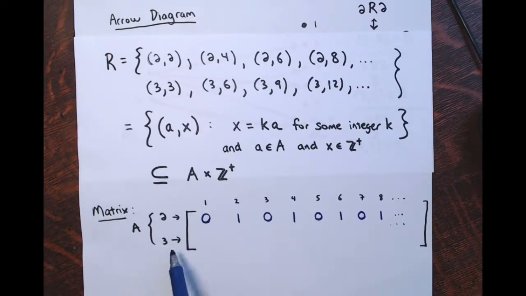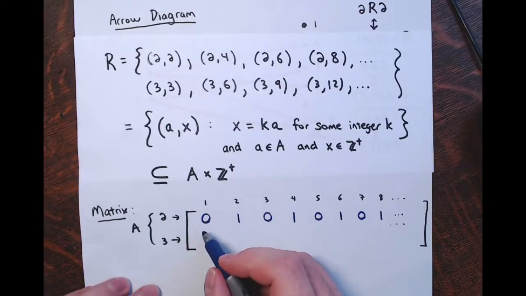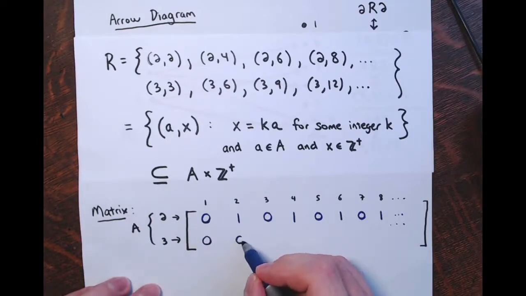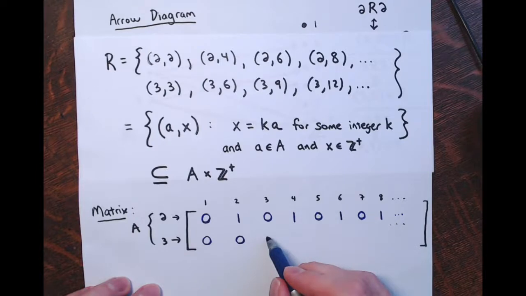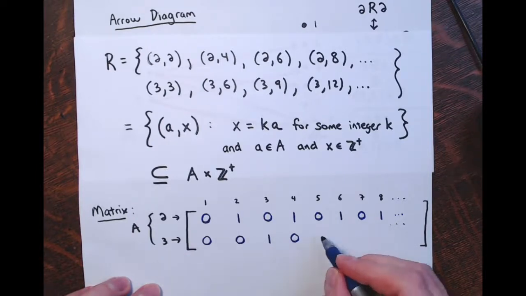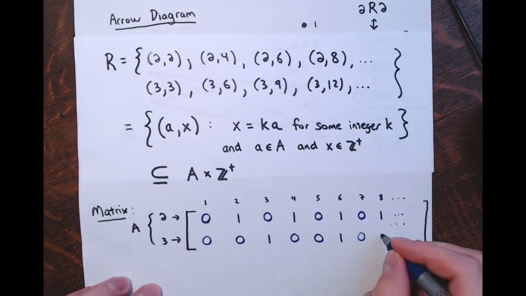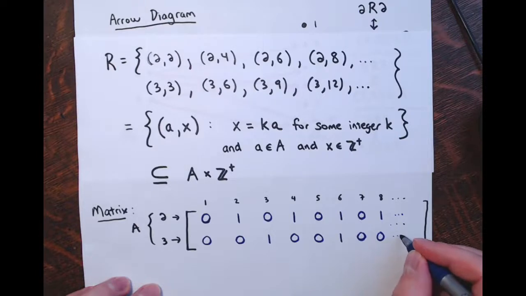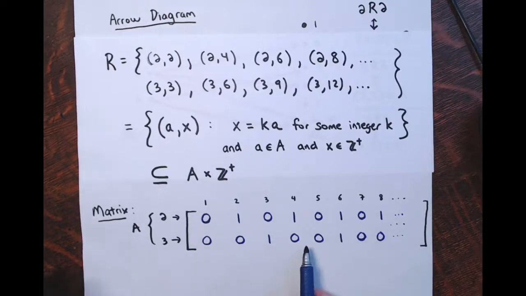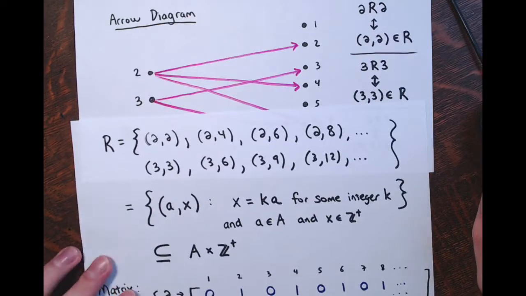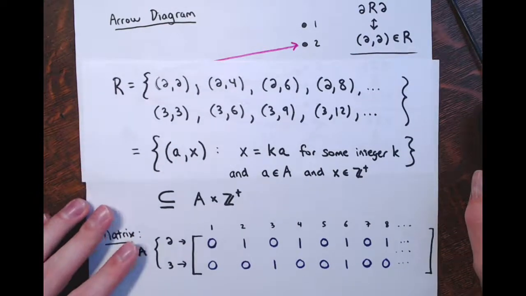And then the 3 row: 3 was not related to 1, not related to 2, but 3 is a multiple of 3, so 3 had an arrow going to 3. Not 4, not 5, but yes to 6, so a 1 there. Not 7, not 8, and yes to 9. So it would go 0, 0, 1, 0, 0, 1, 0, 0, 1, the whole way, forever. Okay. So again, there are many, many ways to represent a relation between 2 sets.